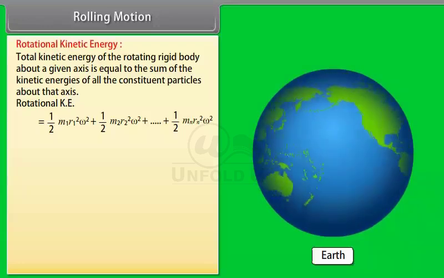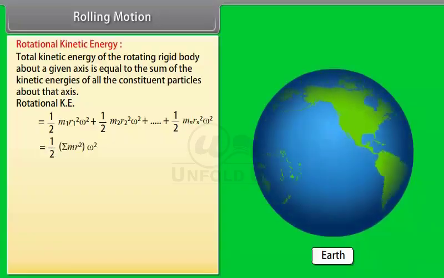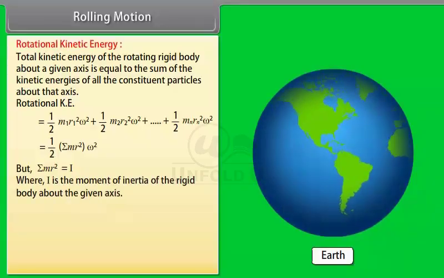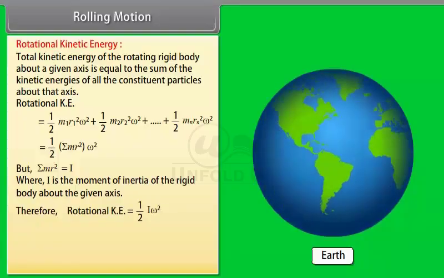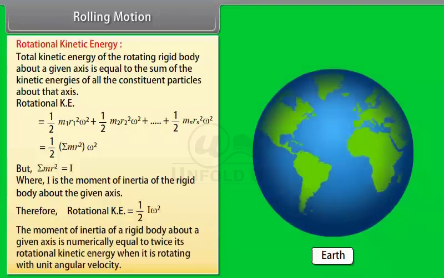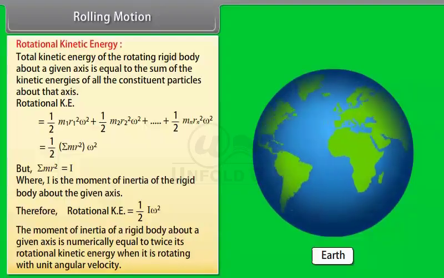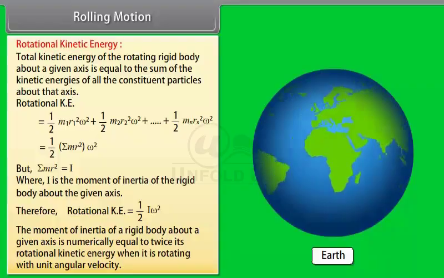On summarizing this equation, we get rotational kinetic energy = ½ summation of m r² multiplied by ω². But we know that the summation of m r² is equal to the moment of inertia of the rigid body about the given axis. Therefore, rotational kinetic energy = ½ Iω². The moment of inertia of a rigid body about a given axis is numerically equal to twice its rotational kinetic energy when it is rotating with unit angular velocity.